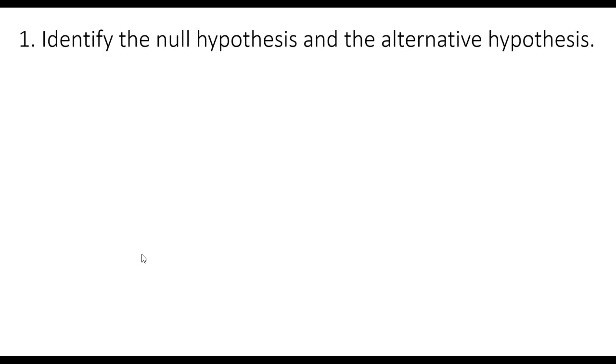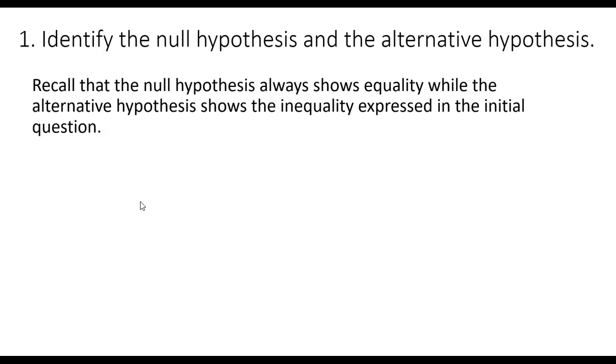First, we're going to identify the null and alternative hypothesis. So recall, the null hypothesis always shows the equality, and the alternative hypothesis shows the inequality. Therefore, we know our null hypothesis is going to be mu1 equals mu2, where mu1 is the mean of the old exercise program, and mu2, the second sample, is the mean of the new cardiovascular exercise program.